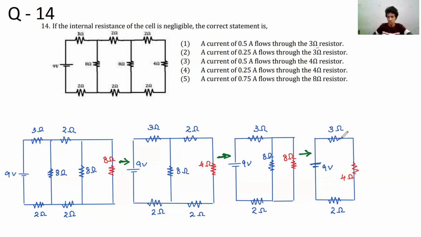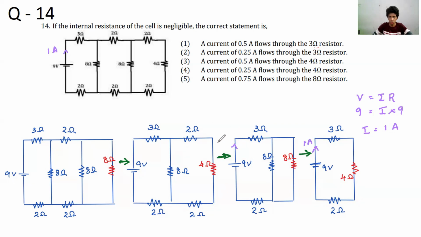Then finally, these three resistors are in series. Therefore, we can apply V equals IR to this circuit. V will be 9 volts and we should find the current, and R will be 3 plus 4 plus 2, that will be 9. Therefore, I is equal to 1 amp. Therefore, the current produced by the cell will be 1 ampere.